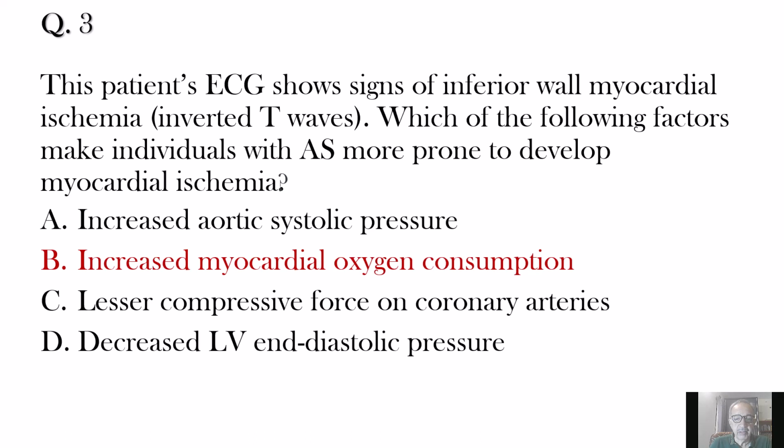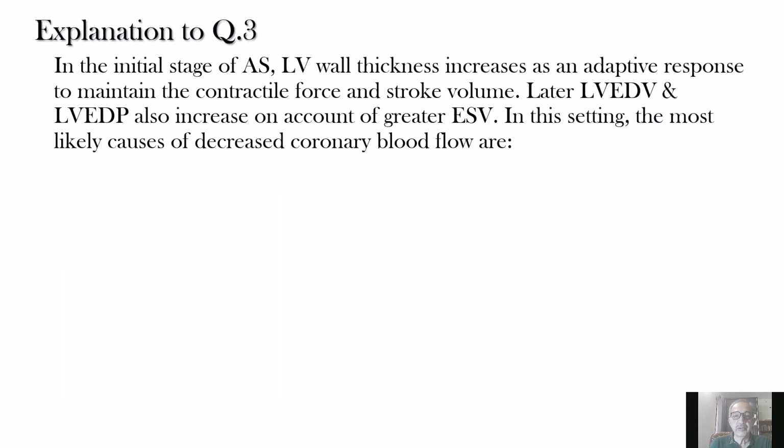Left ventricular end diastolic pressure will not decrease. It will start increasing because of the decreased stroke volume as this disease advances and the increase in systolic volume and pressure. So there will be increased left ventricular end diastolic pressure. D is not the correct answer. In the initial stages of aortic stenosis, left ventricular wall thickness increases as an adaptive response to maintain the contractile force and stroke volume. Later, left ventricular end diastolic volume and left ventricular end diastolic pressure also increase on account of greater end systolic volume.